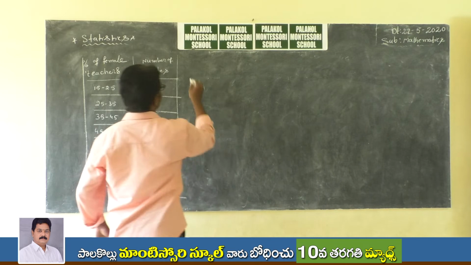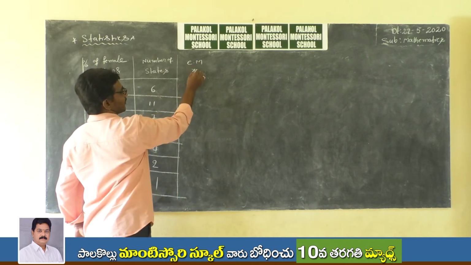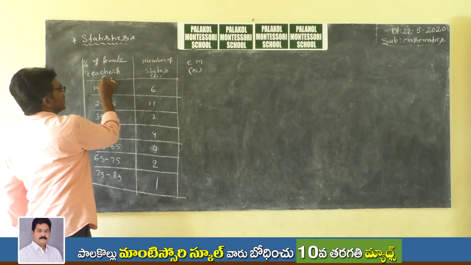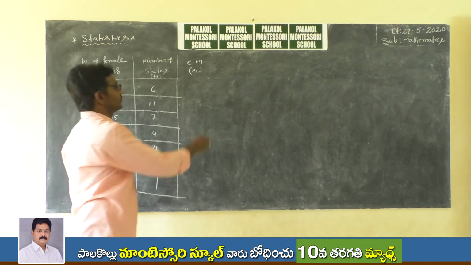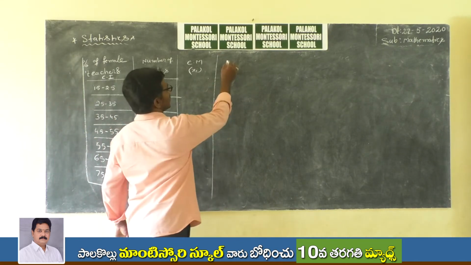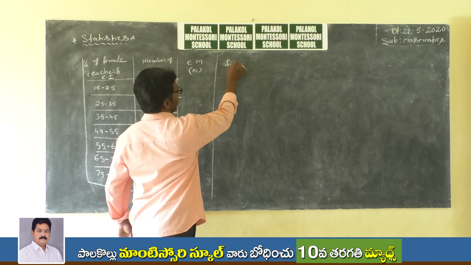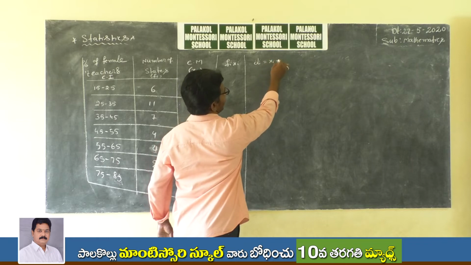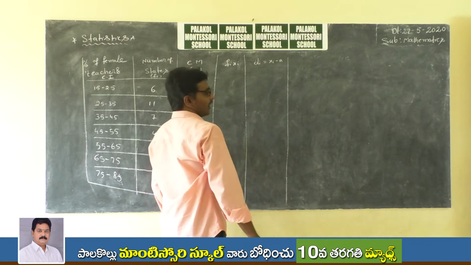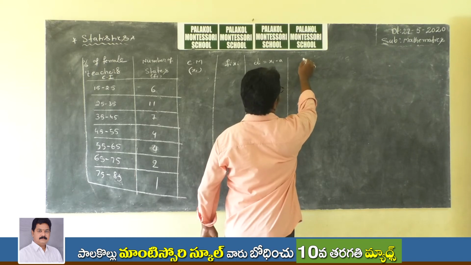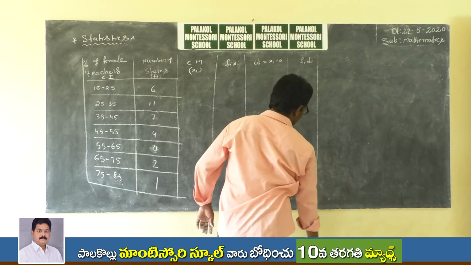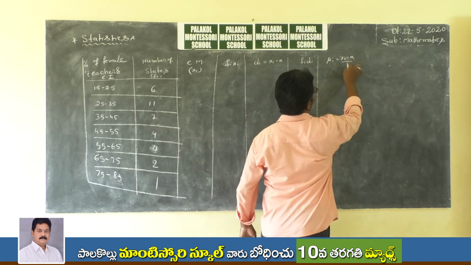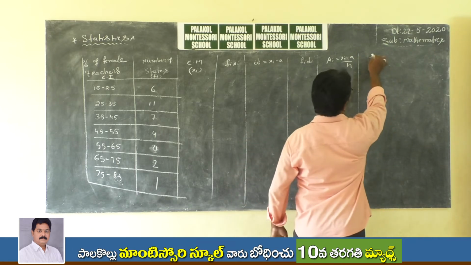Yes, next column, class mark. That is represented by xi. Number of states is represented by fi. This is the class interval, CI. Here sigma fi xi. Next we find di, which is xi minus a. Next we find fi di. Next we find ui, that is xi minus a by h, and fi ui.